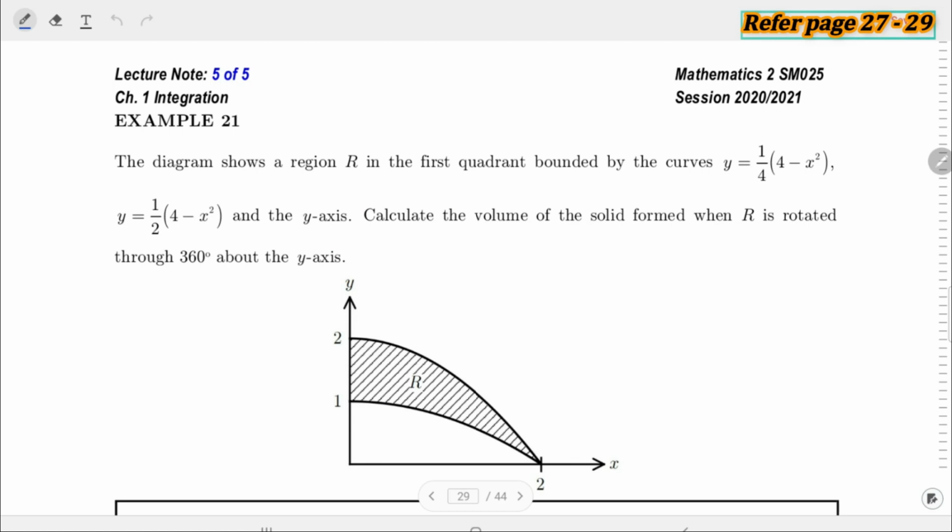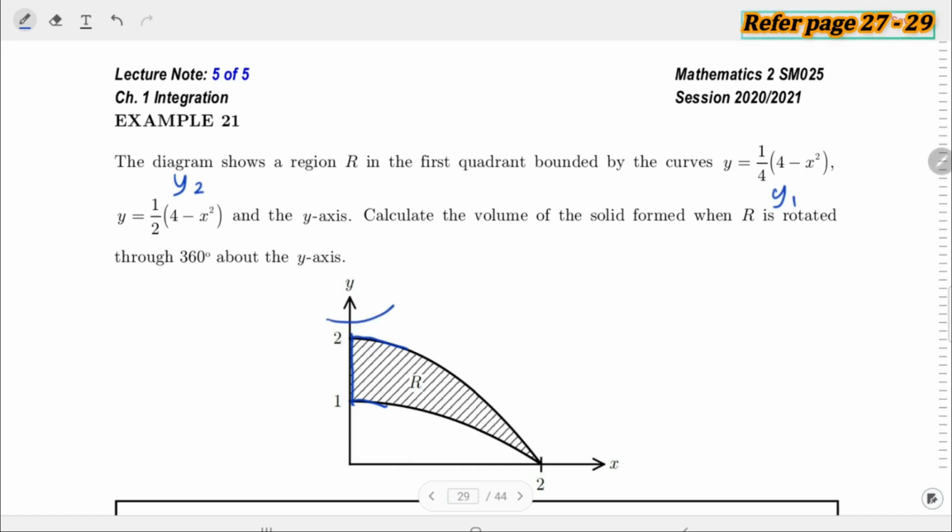Okay, example 21. Topic: integration. The final example. The diagram shows a region R in the first quadrant bounded by the curves. There are two curves, y1 equals 1 over 4 times (4 minus x squared), and the other one, y2, equals 1 over 2 times (4 minus x squared), and the y-axis. So there are 3 boundaries: y1, y2, and the y-axis. Calculate the volume of the solid formed when R is rotated through 360 degrees about the y-axis.